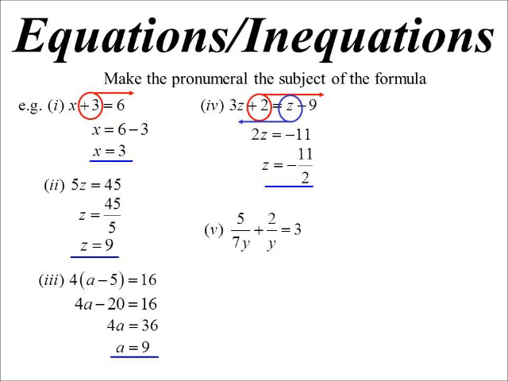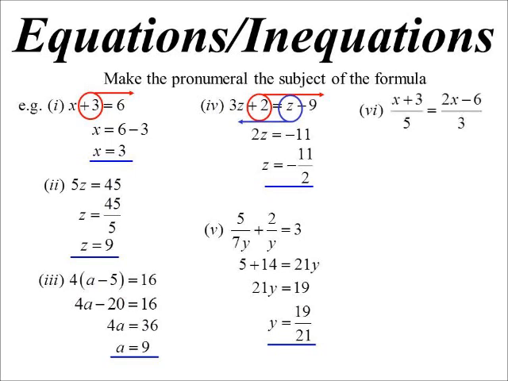Fractions. Blah. Hate fractions. So what we tend to do is to get rid of the fractions, and of course we do that by multiplying by the lowest common denominator, in this case 7y. Multiply everything by 7y, we get a nice neat equation we can solve. 5 and 14 of course is 19, divide by the 21. So these are all the sorts of ideas we've seen over the years.